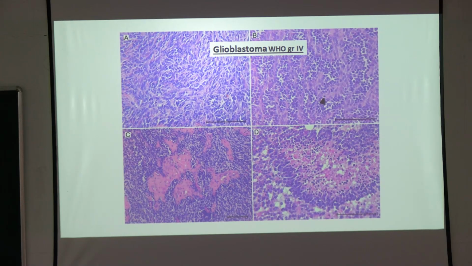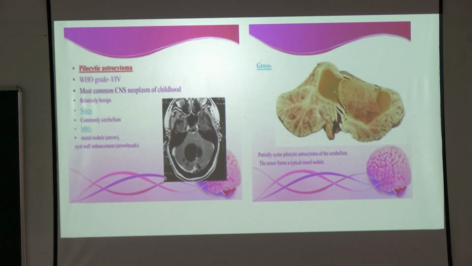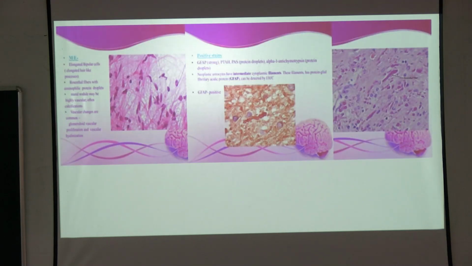If some cells are presented with pink color, gemistocyte cells, it is gemistocytic astrocytoma. No need to remember, only for completion purposes. Another is a localized one, pilocytic astrocytoma, which usually occurs in children. No need to remember, you know that one entity among glial tumors is the pilocytic astrocytoma, usually occurring in children.